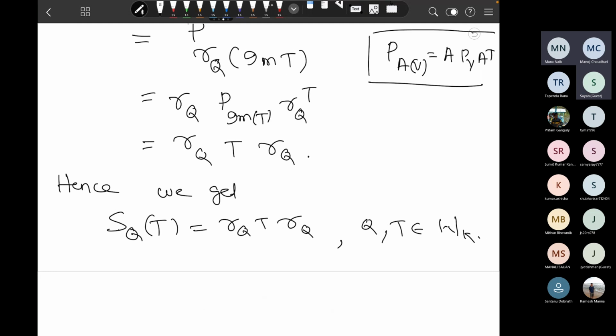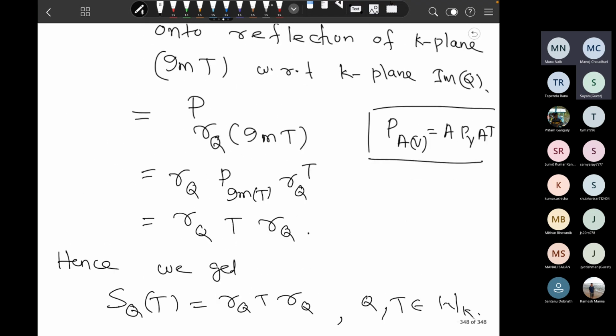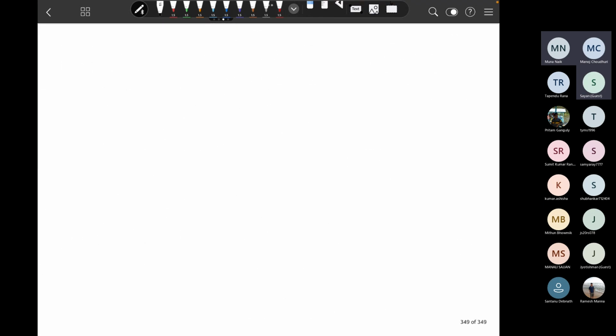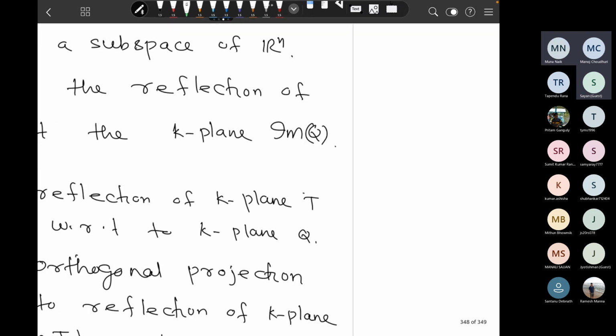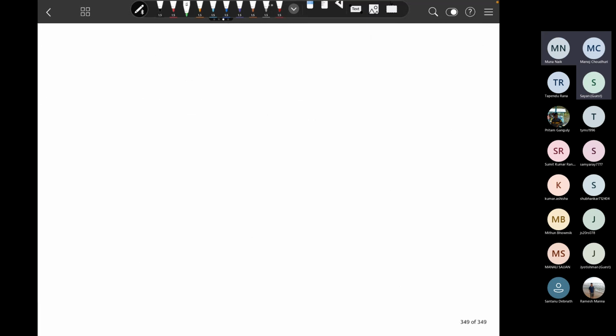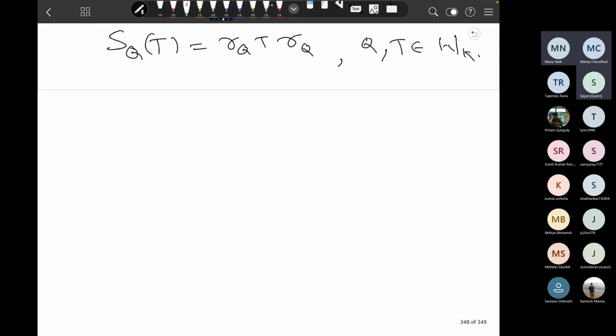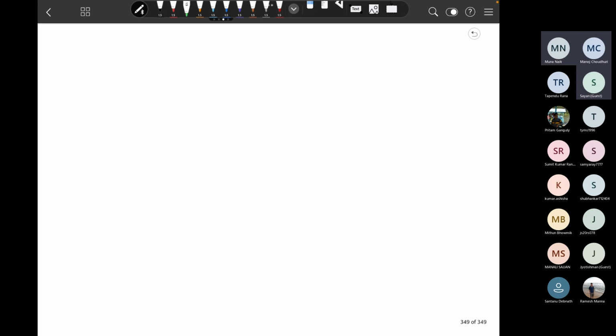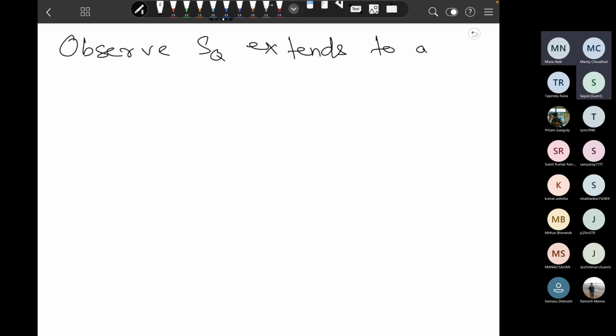So we have to really show that this SQ is the geodesic inversion, and this is very easy in the sense. You have to first show that SQ is an isometry, that SQQ is equal to Q, and that the differential of SQ at Q is really minus identity, right? You have to show that. So for that, what do you do? You have to show smoothness. So observe that SQ extends to a linear map.